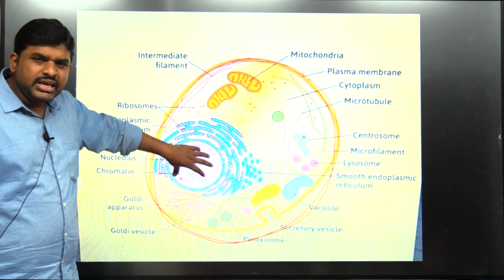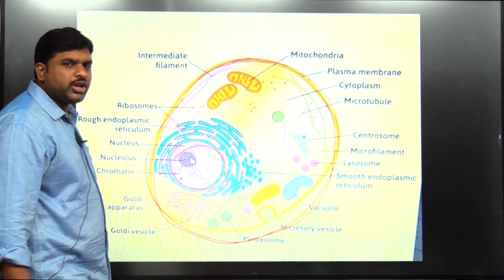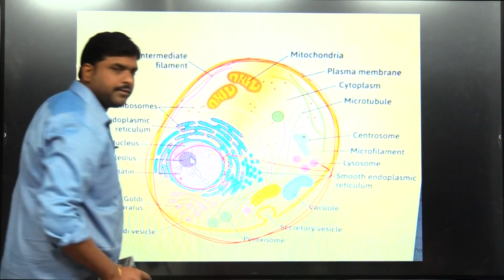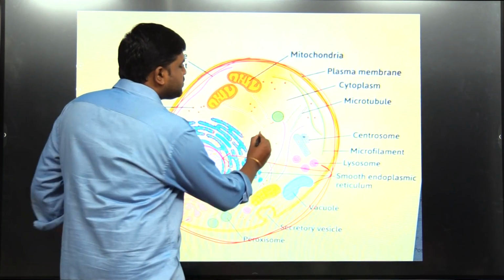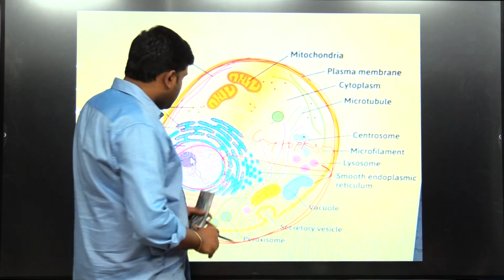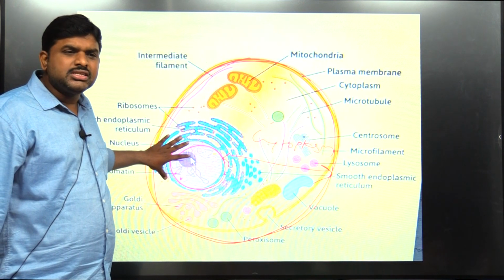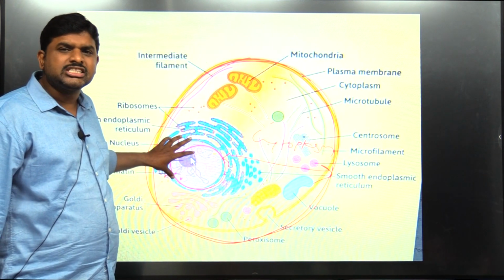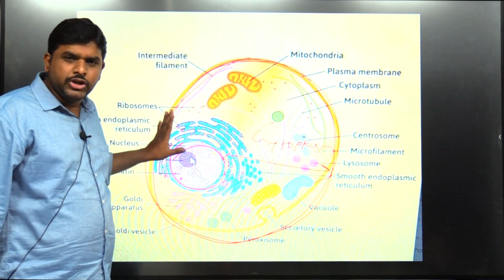The nucleus is the central part of the cell, which is closed by the nuclear membrane, and the gap between the nuclear membrane and the cell membrane is the cytoplasm. In this nucleus, the nucleolus is present. The nucleolus is nothing but a combination of chromosomes, enclosed within the nuclear membrane of the nucleus.